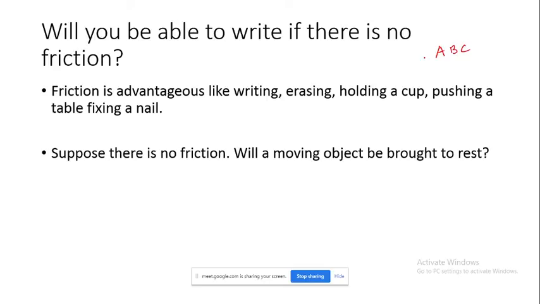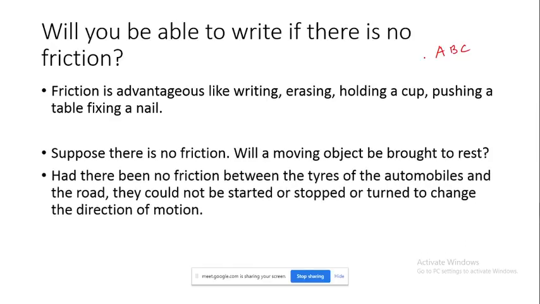Ma'am, we can't stop, because if there is no friction, there is nothing to stop the motion, nothing which is opposing the motion, then how can we stop that, right? Yes, you are correct. So, if there is no friction between the tires of automobiles, that is in vehicles, they could not be started or stopped or turned to change the direction of motion. You are able to start a vehicle, stop a vehicle, change the direction, give acceleration. All this is due to frictional force.